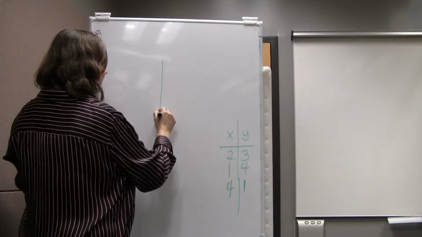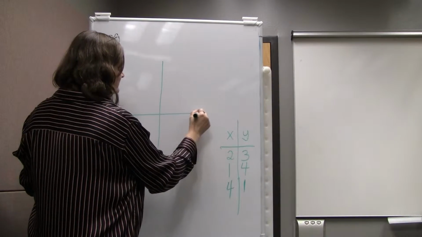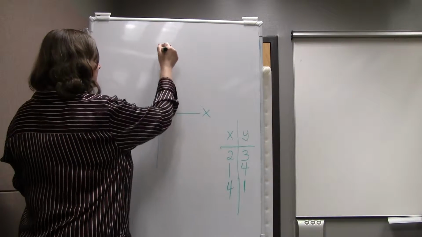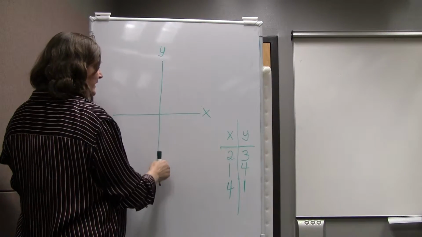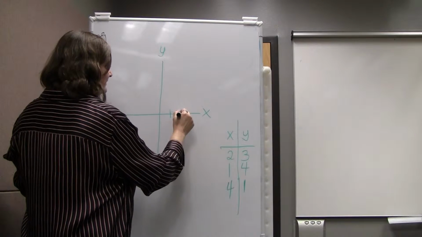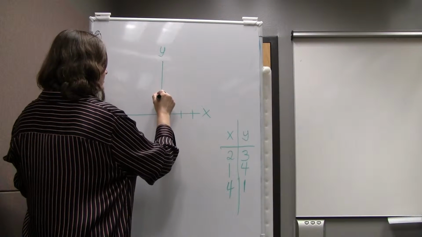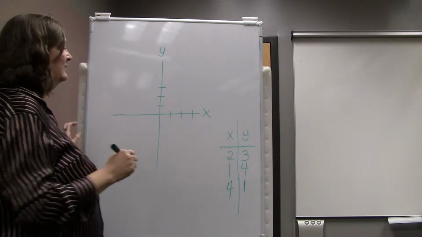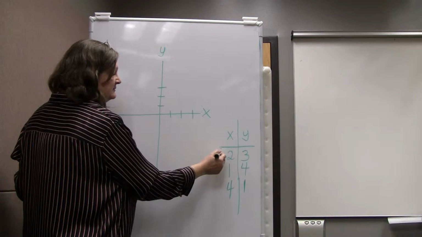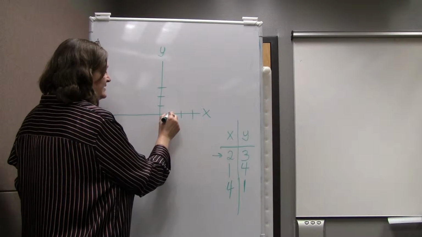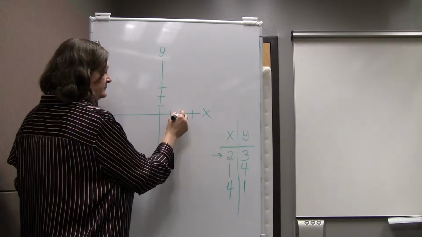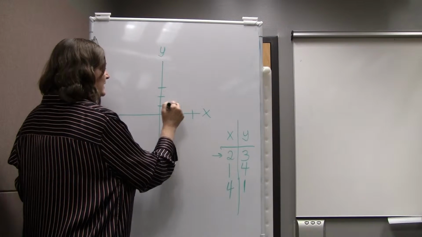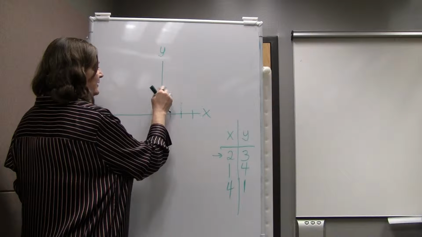So let's go ahead and make an x and y coordinate graph. Here's my x-axis going this way. Here's my y-axis coming this way. And I'm going to just go ahead and try and draw these as nicely as I can. On my x-axis, I'm going to go over 2 spaces, 1, 2. On my y-axis, I'm going to go up 3, 1, 2, and 3.